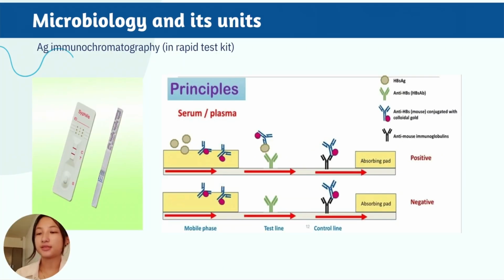This is the rapid test kit. It is cheaper, it is faster and easy to use, unlike other test kits. So if there is a line on the control line and the test line as well, it means positive. If it's only on the control line, it is negative. If it's on neither line, then the test kit is not valid. So you have to check the test kit well.